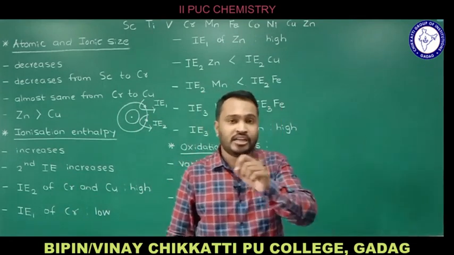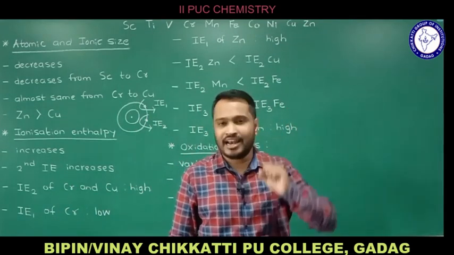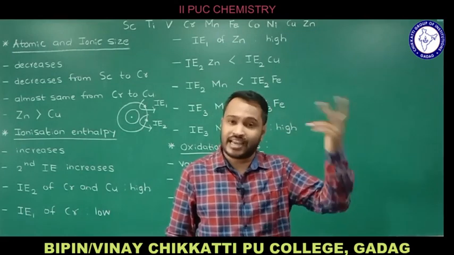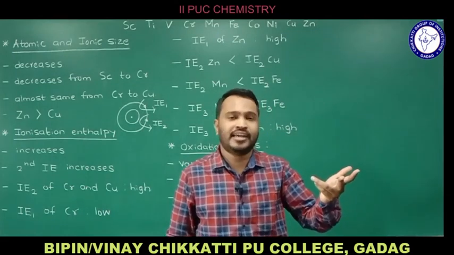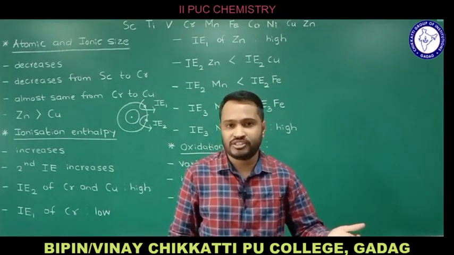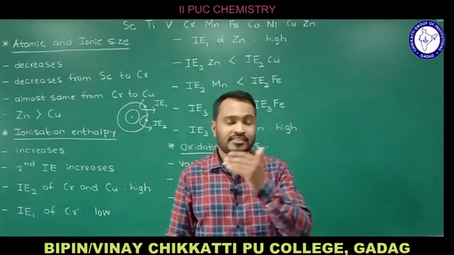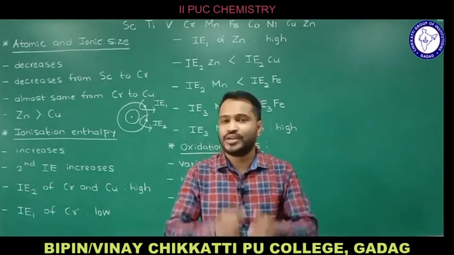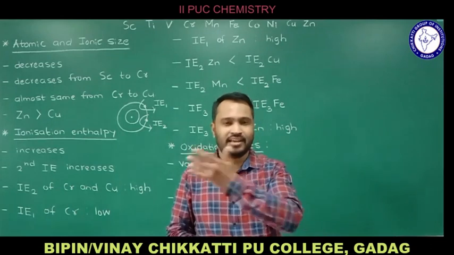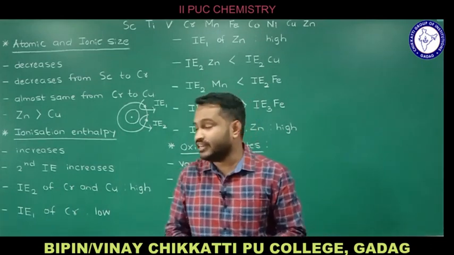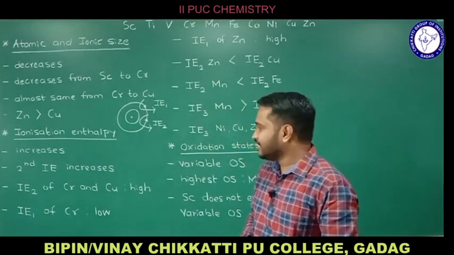See, for ionization energy we just removed the valence electron. If you try to remove the second electron, in that case also you need a high amount of energy, and from scandium to zinc, second ionization energy also increases. The reason is the same, that the atomic size decreases. And now we'll see some examples for that.